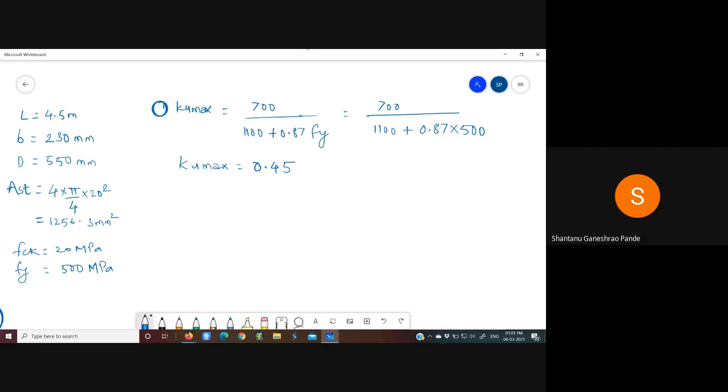Okay. Now from this you can calculate Xu max value. Xu max equal to what? Ku max into d. So here you will have to calculate d value. So overall depth is given as 550 mm. So from this you can calculate d equal to overall depth minus clear cover minus phi/2. So you can assume clear cover as 25 mm. So 550 minus clear cover 25 minus phi/2 will be 10. So effective depth will be 515 mm. So from this you can calculate Xu max value.